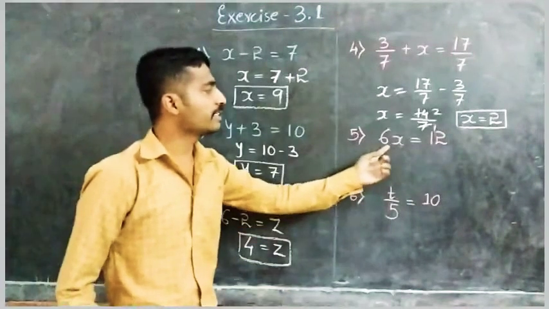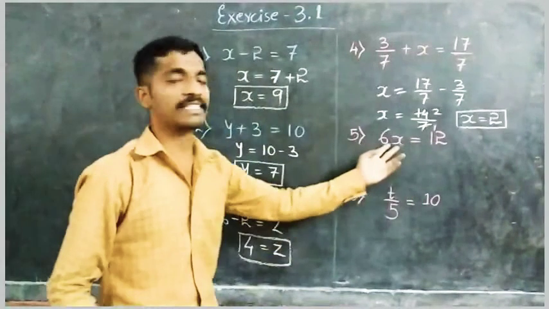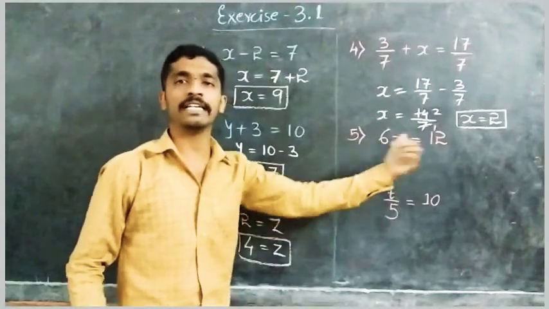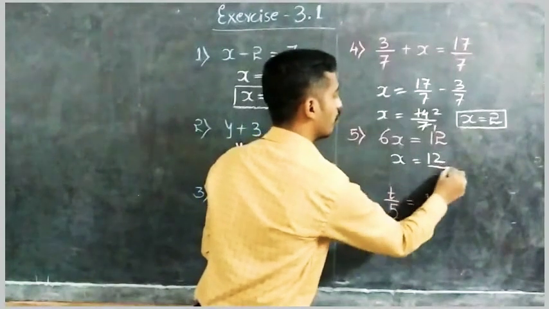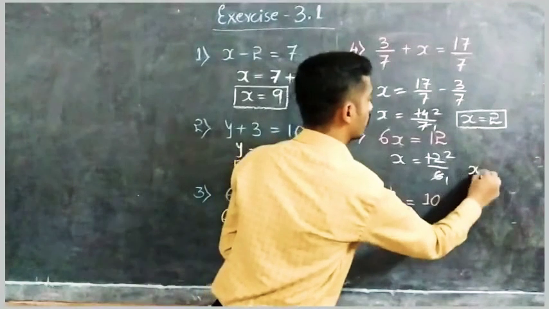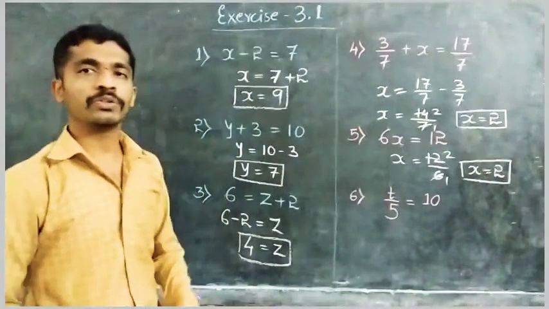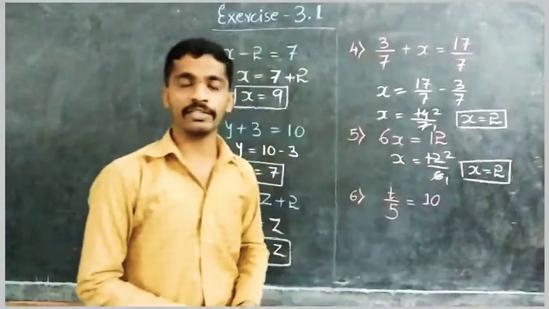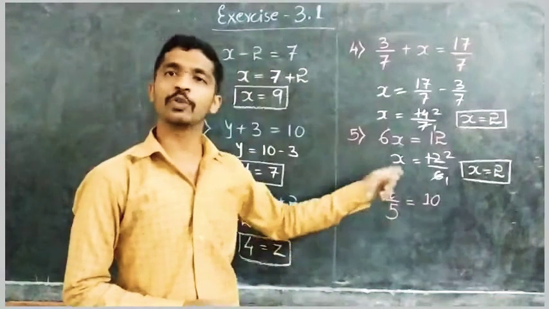Next, here 6x equal to 12. So what to do? Take x that side. See, here 6x means 6 into x. If I take 6 to that side, it becomes divisible. So x equal to 12 by 6. 6 ones are 6, 6 twos are 12. So our value x equal to 2. If you have the doubt why I am not writing the 1 at the denominator, it's okay if you write 2 also, because 2 is nothing but 2 by 1.